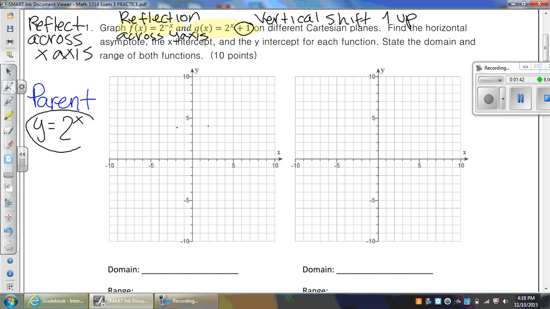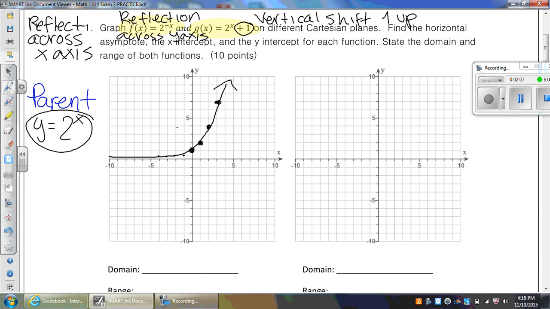So going back to the parent function, it looks like this. It has the y-intercept at 0, 1. 2 to the power 1 is 2, 2 to the power 2 is 4, 2 to the power 3 is 8. And then here, I don't need to be too specific, but as long as I don't touch the x-axis, I will be okay.